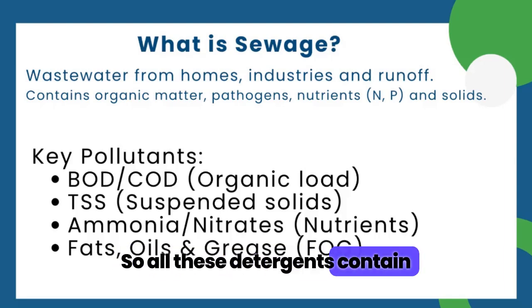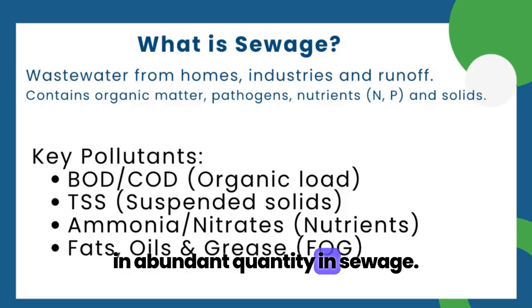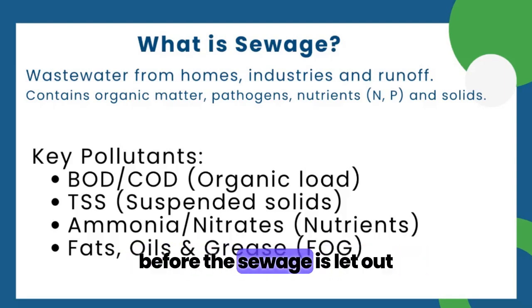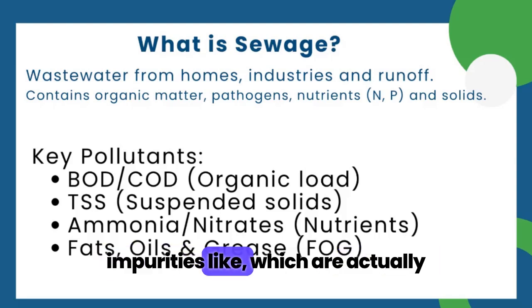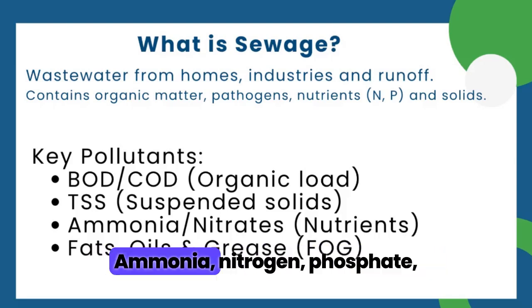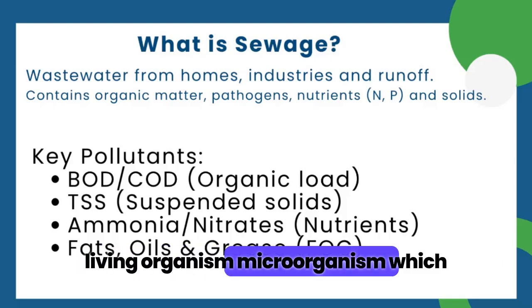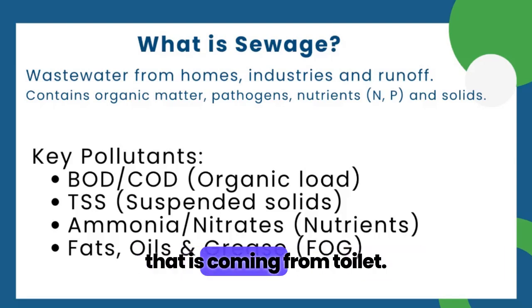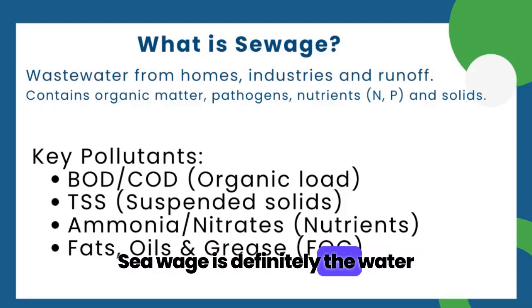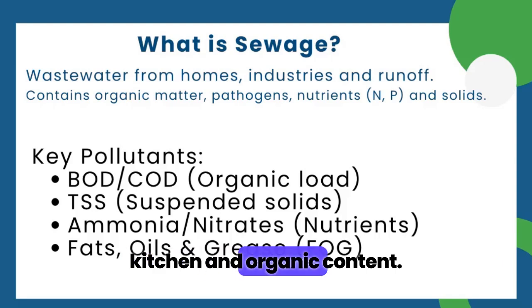So all these detergents contain linear alkyl benzene, LAB. This chemical is present in abundant quantity in sewage, and this has to be removed before this sewage is let out into the environment. And also, it will have some dissolved impurities, which are actually not impurities technically speaking, ammonia, nitrogen, phosphate. These are the things. And it will also contain a lot of living organisms, microorganisms, which come from our human intestines. So the misnomer that we all have is that sewage means the water that is coming from the toilet. Sewage is definitely the water that is coming from the toilet, but primarily the strength comes from the kitchen and organic content.